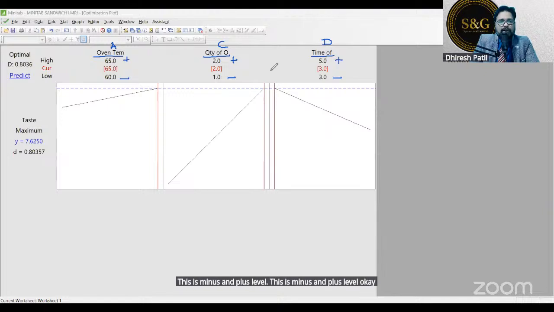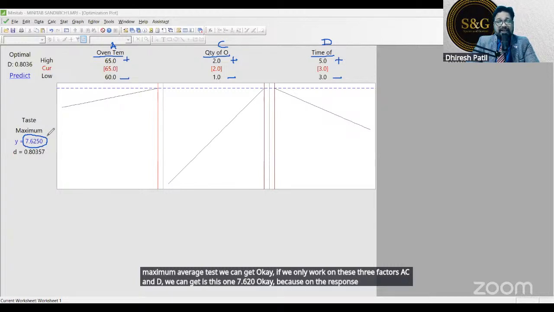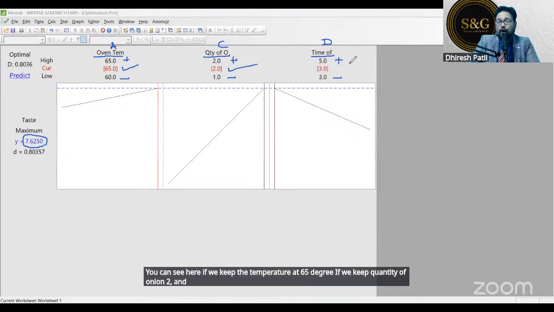Now the maximum average taste we can get, if we only work on these three factors A, C and D, is 7.620. Because in the response column we had given the taste data. So if we keep the temperature at 65 degrees, the quantity of onion at 2 and the time of cooking at 3 minutes in the oven, then we can get the maximum value, which is 7.62, the best taste we can get with this experiment.